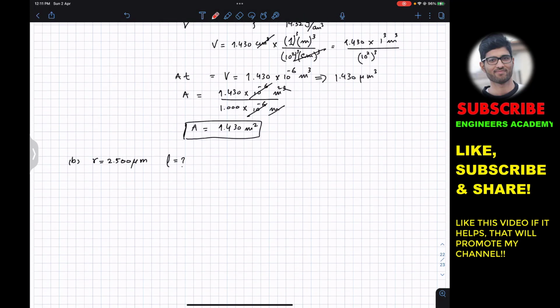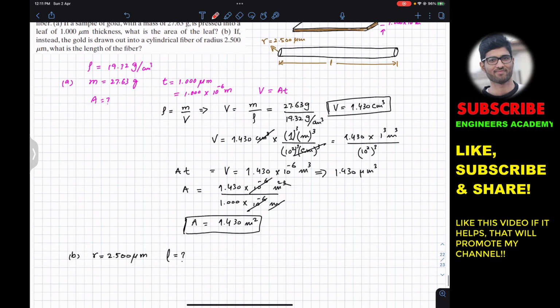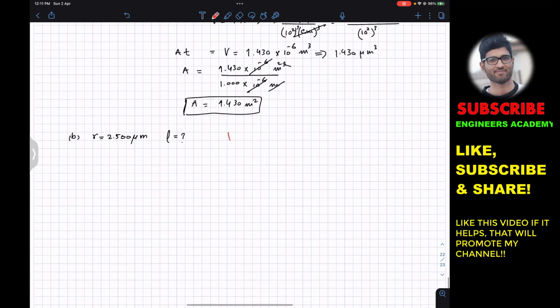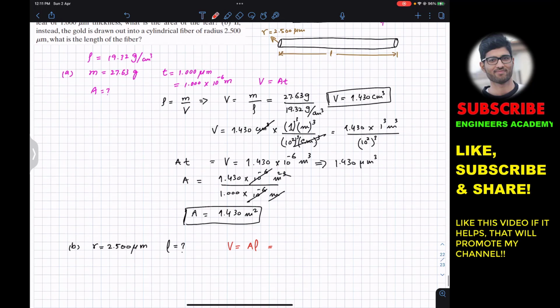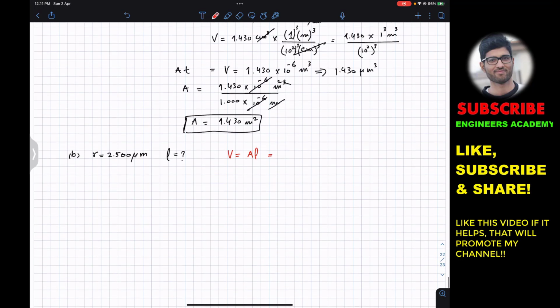So now again we know that the volume of this thin fiber will be equal to this area times this length, and let's say that the volume is again area times that length. And now the area is the area of a circle, which is pi r square. The cross section is circle, right? So this area is pi r square into L.